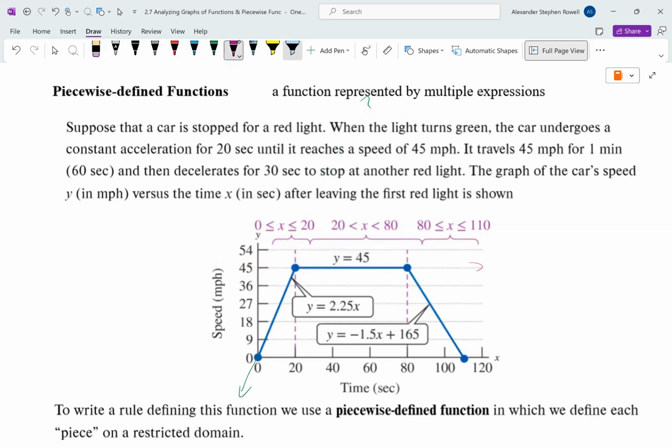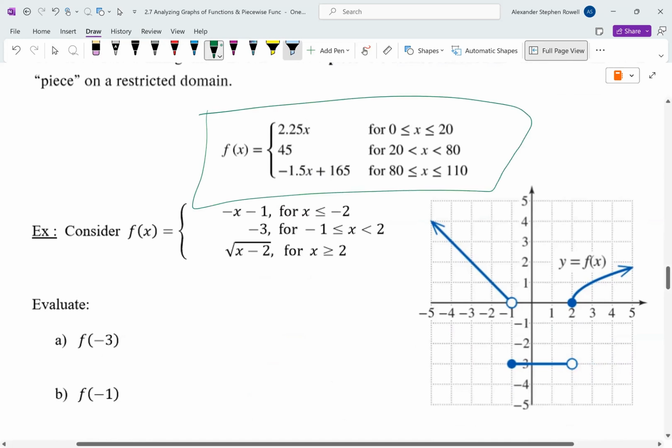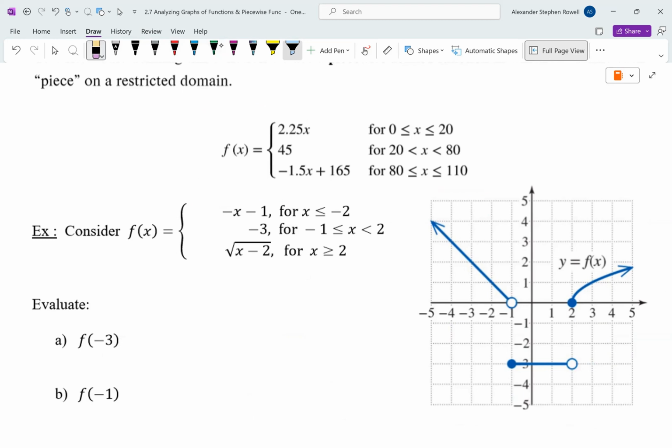So what these domains represent, 0 to 20, is saying everything between these 2 lines. Those are the x values between 0 and 20. What does my graph look like? The next domain from 20 to 80, what's my graph look like? And from 80 and on, what does my graph look like? So we want to represent it in this form because we might not have the graph in front of us.